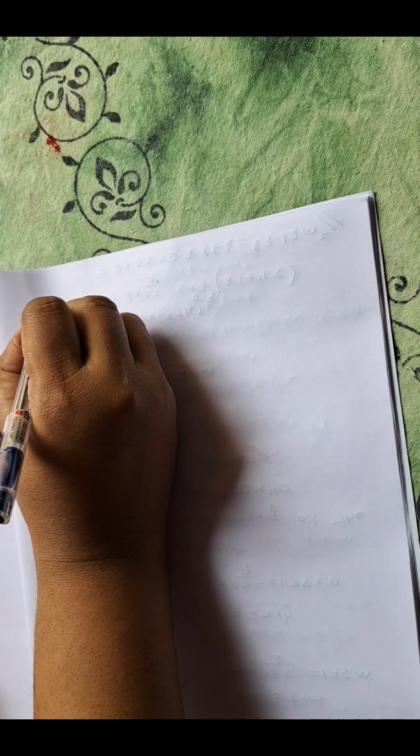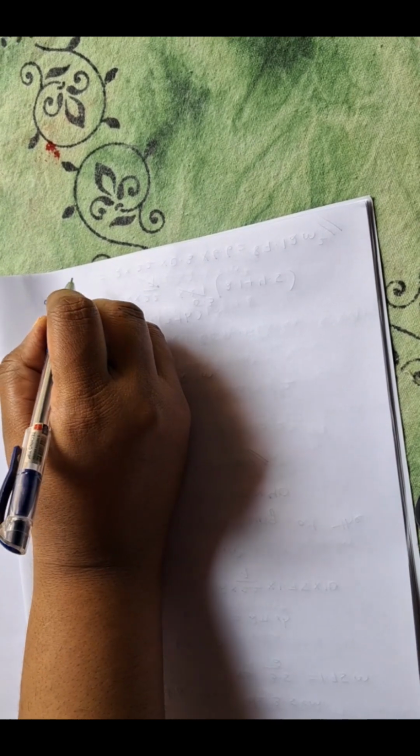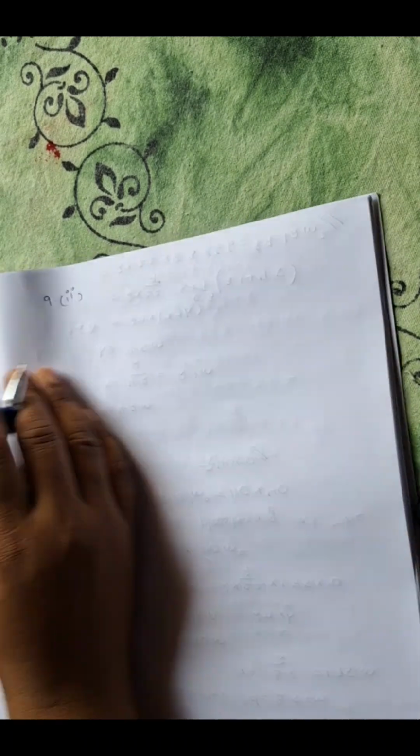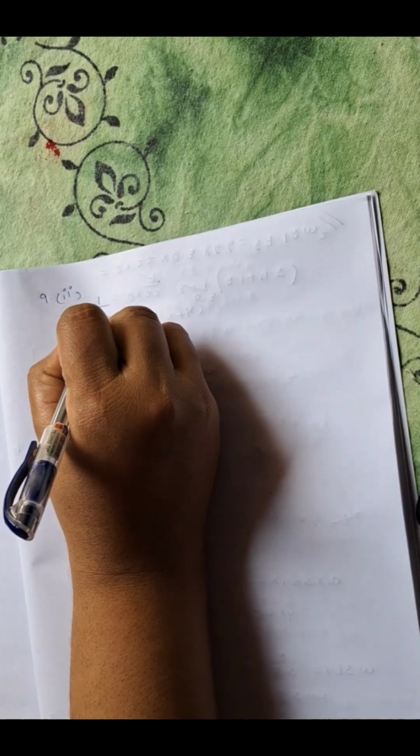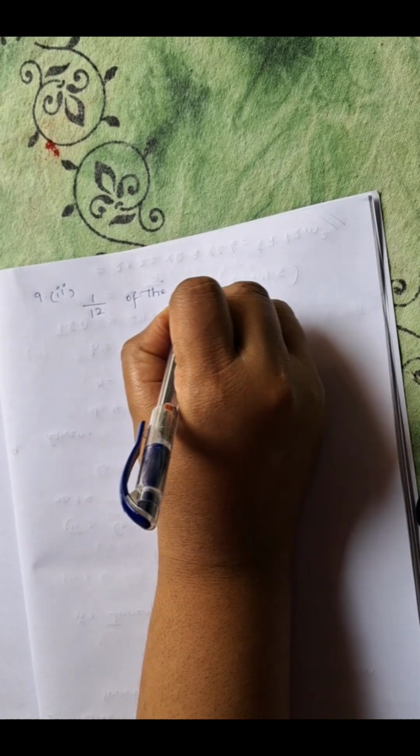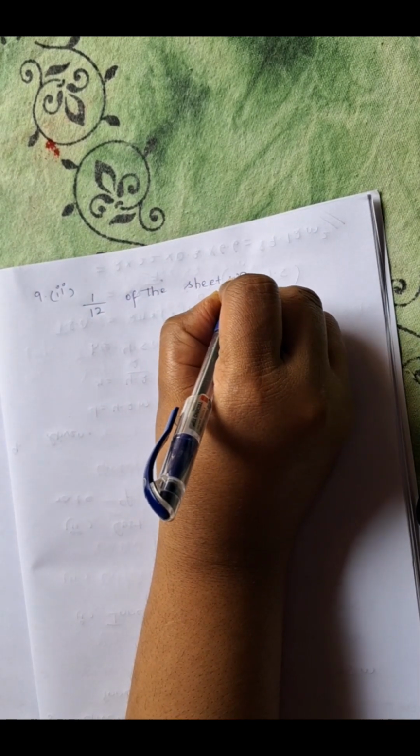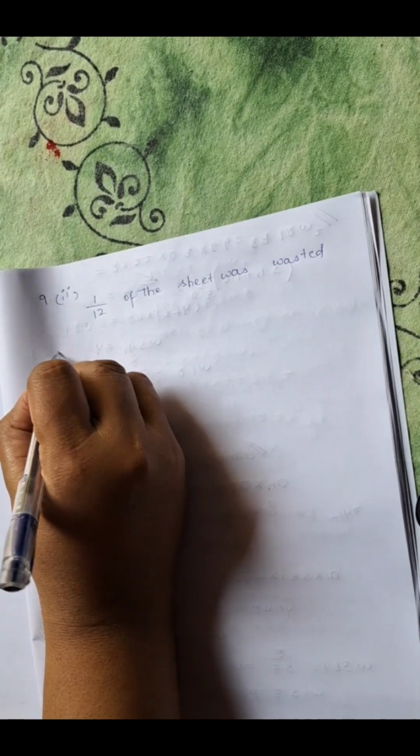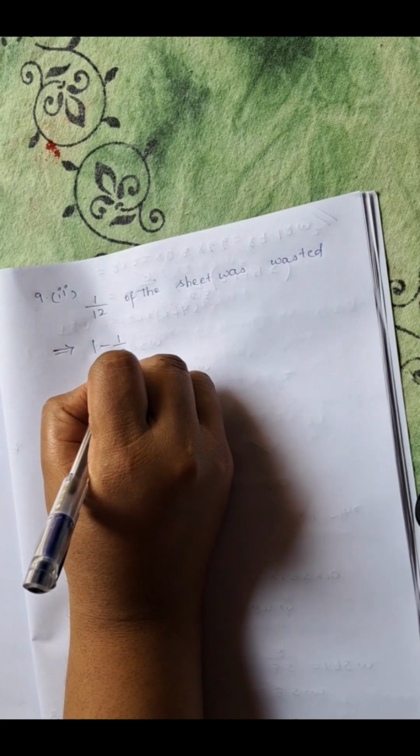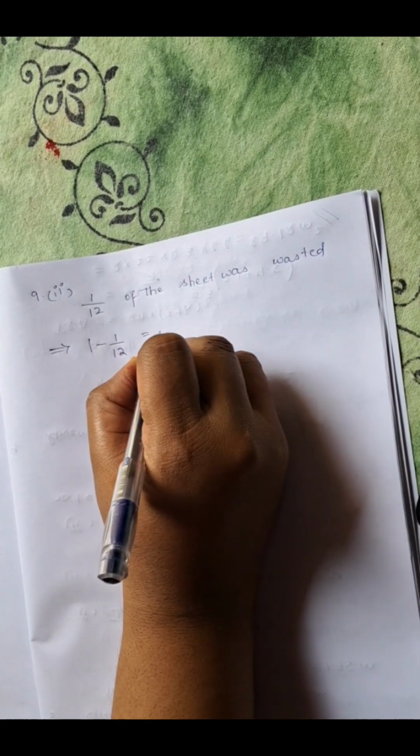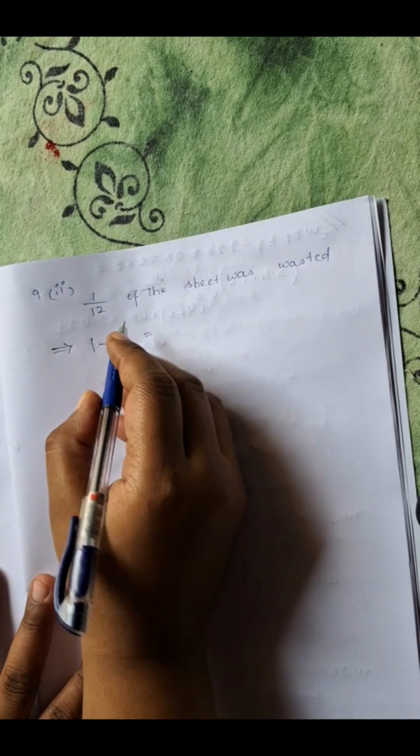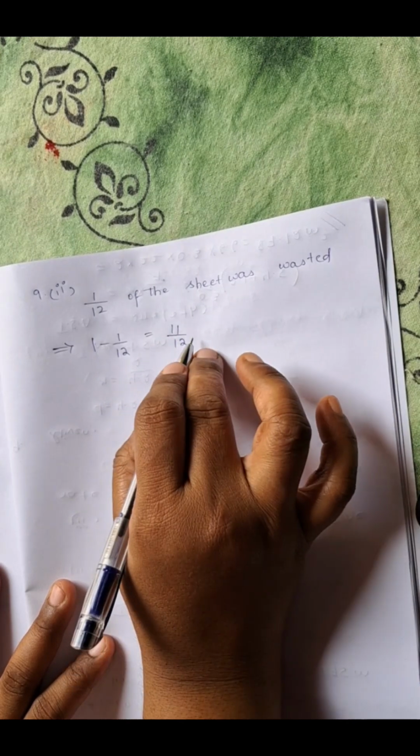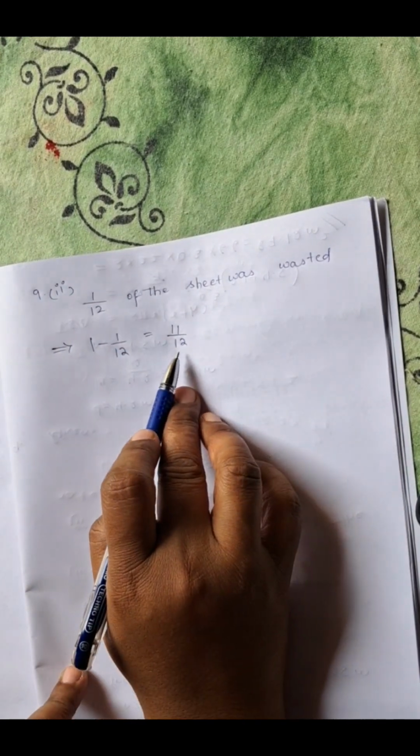Then the second part of question nine is: how much steel sheet was actually used if 1/12 of the steel was wasted in making the tank. So here 1/12 of the sheet was wasted, right? So it means from the 1 total part, 1 minus 1/12. 1 minus 1/12 will be what? 12 ones are 12, 12 minus 1 is how much? 11. So this will be 11/12 of the sheet was used. This is wasted, but the remaining part has been used, right?